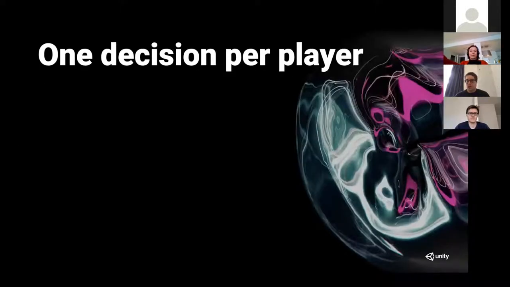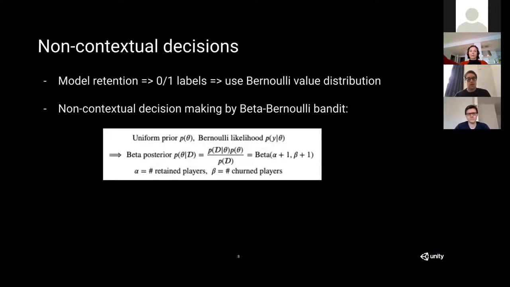All right, so one decision per player. Let's take a look at the first use case example that I was describing. We start with just non-contextual decisions, so let's not personalize at all. Let's just make smart decisions for all users. Recall we are modeling retention. Retention means that we have a 0-1 label, so this is basically just classification, and the value distribution that we would then have is simply the Bernoulli distribution.